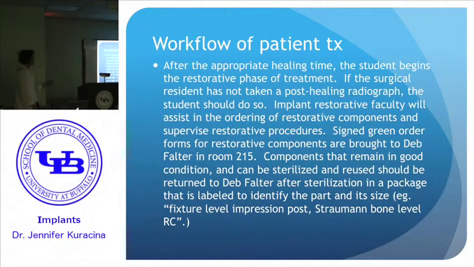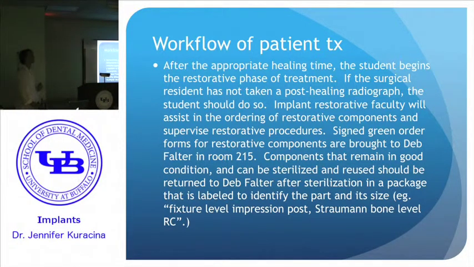So order forms for any components go to Deb Falter in room 215. If it's something that can be reused and is in good shape and can be sterilized, it should be returned back to her. She's keeping an inventory of spare parts, and it should be labeled.